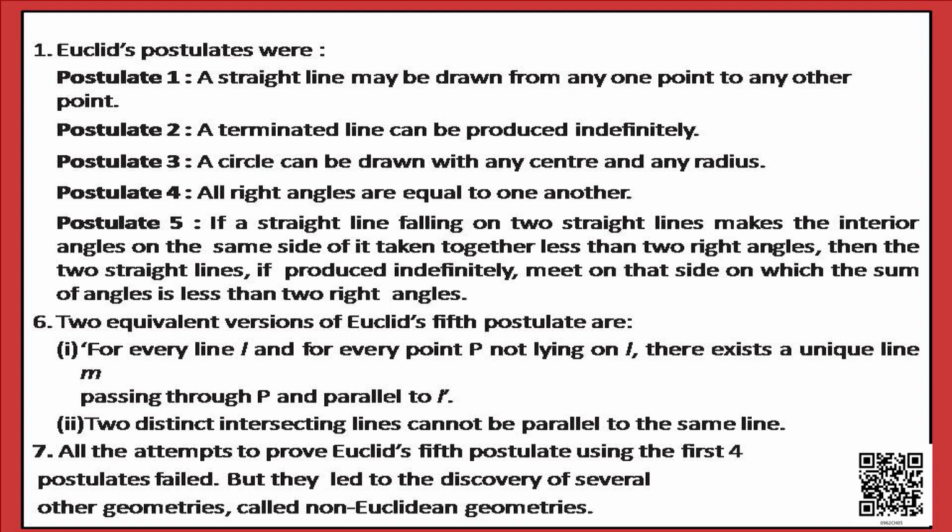Summary 6. Two equivalent versions of Euclid's fifth postulate are: first, for every line L and for every point P not lying on L, there exists a unique line M passing through P and parallel to L. Second, two distinct intersecting lines cannot be parallel to the same line. Summary 7. All the attempts to prove Euclid's fifth postulate using the first four postulates failed, but they led to the discovery of several other geometries called non-Euclidean geometries.